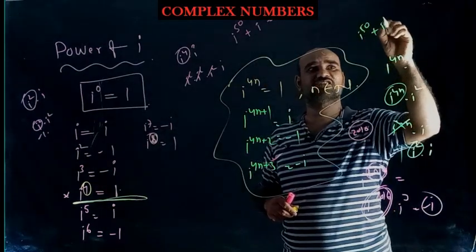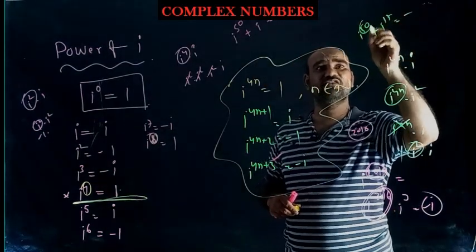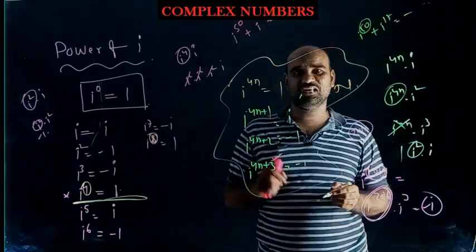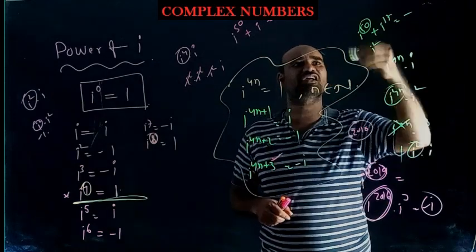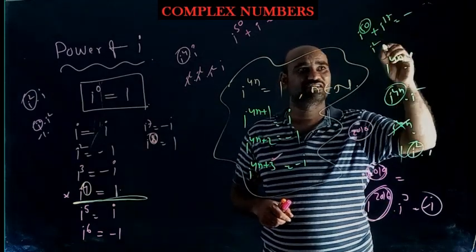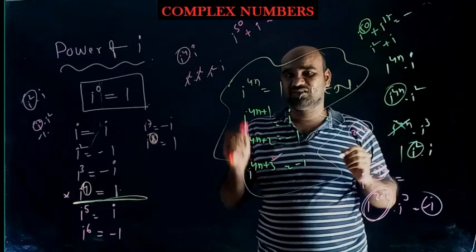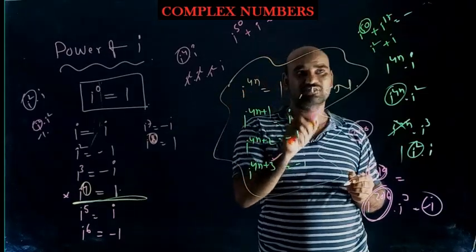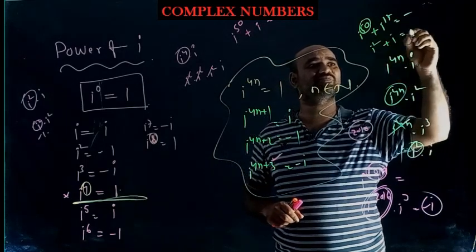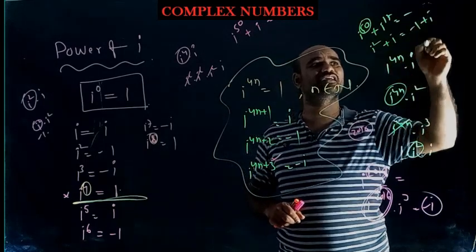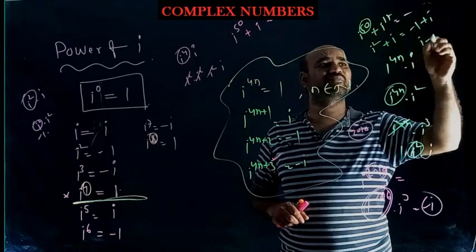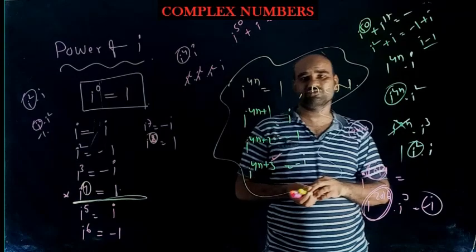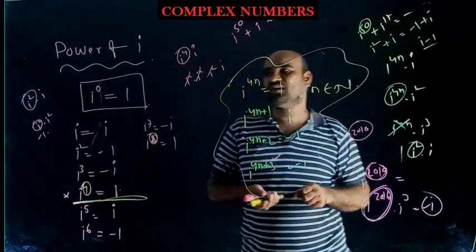Iota power 50 plus iota power 17 equal to what? So 50 divided by 4, remainder 2 only. 48 plus 2, 48 is a multiple of 4. So I can write iota square. Plus iota, because for iota power 17, 16 is a multiple of 4, 16 plus 1. Understood? So iota. So iota square means minus 1, plus iota only. Therefore the final answer for this is iota minus 1. So iota power 50 plus iota power 17 means iota minus 1. By using this logic, you can find the power of iota.